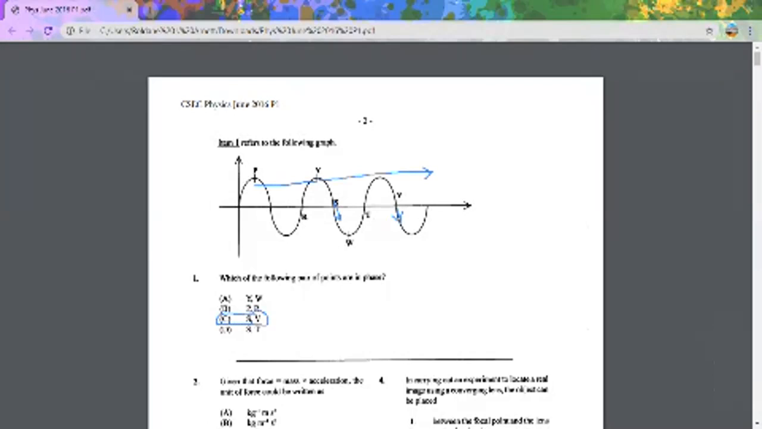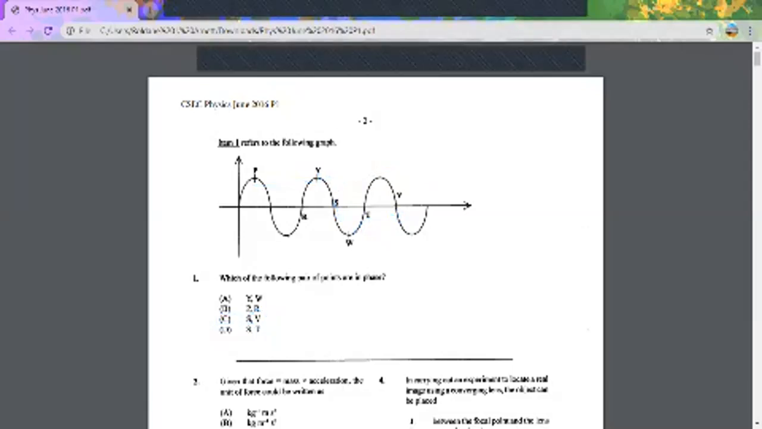Let's take Y and W for an example. Y would be going down while W is going up. And all the other options are the same cases except C. So C is the answer right there. Let's move to the next question.